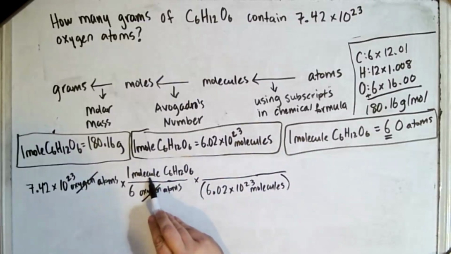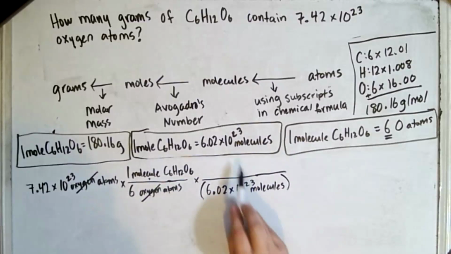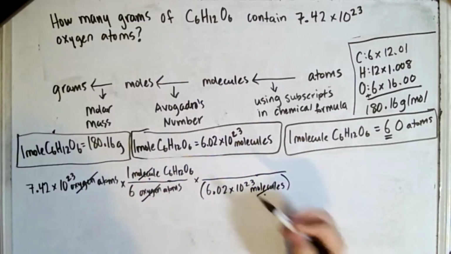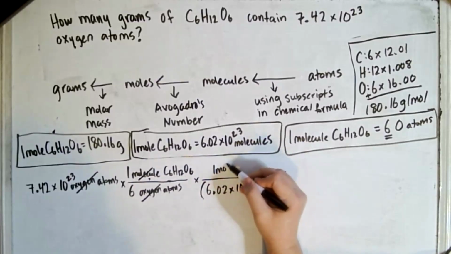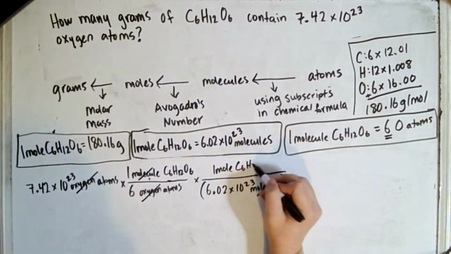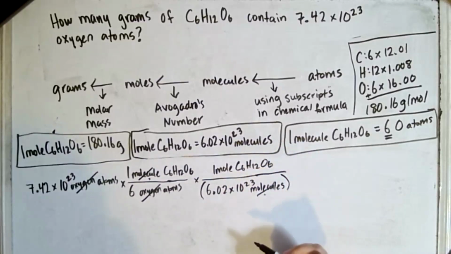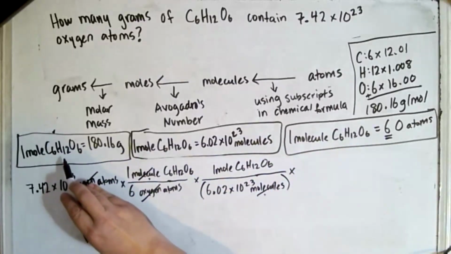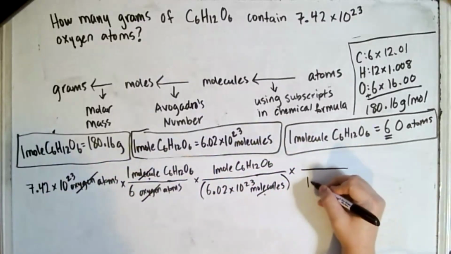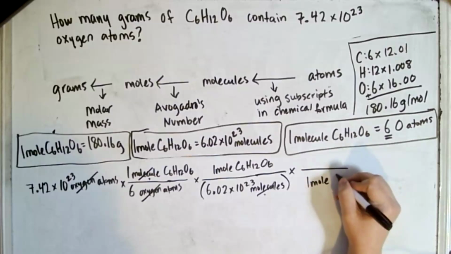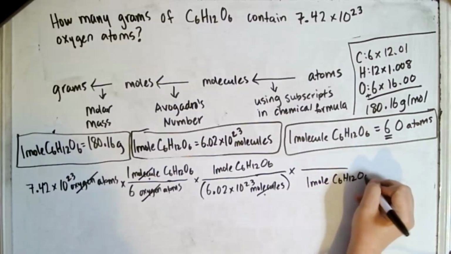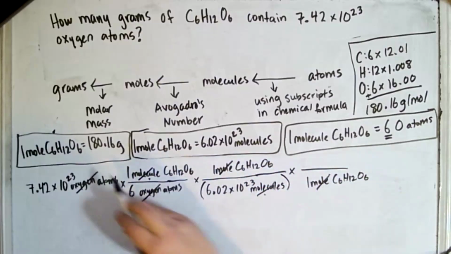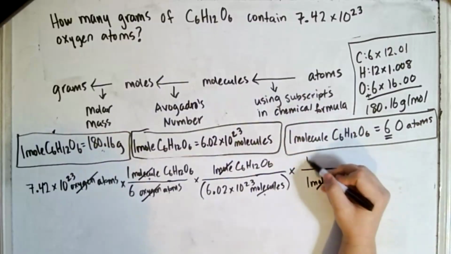Okay, we see how we have molecule up here. So our next step, our value with molecule in it goes on the bottom so that these can cancel out. And 1 mole goes up top. Okay. And then in our last step, we're going to use our molar mass. We're going to put mole on the bottom because we want the mole and the mole to cancel out. And we're going to be putting our 180.16 grams up top.